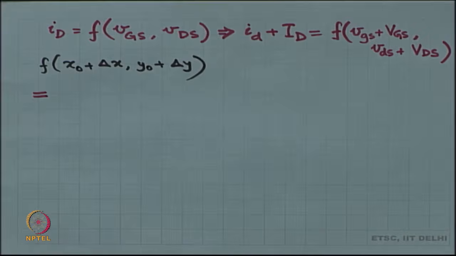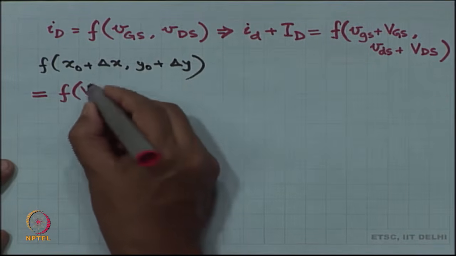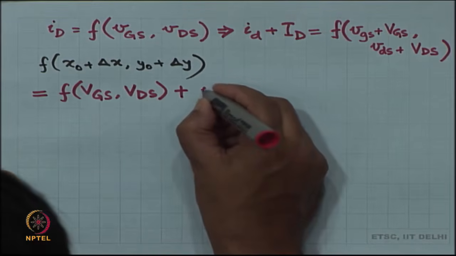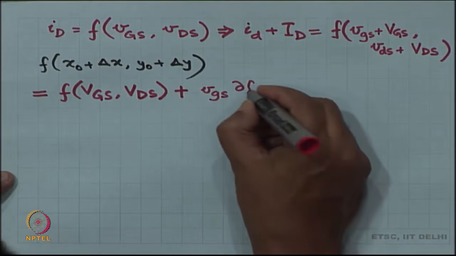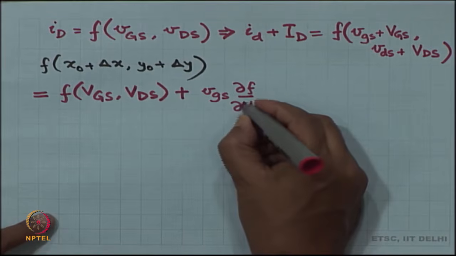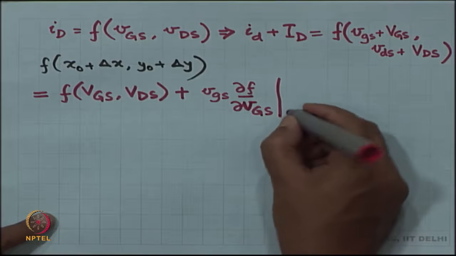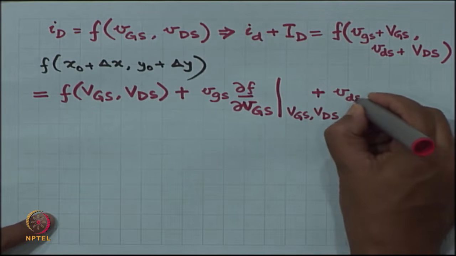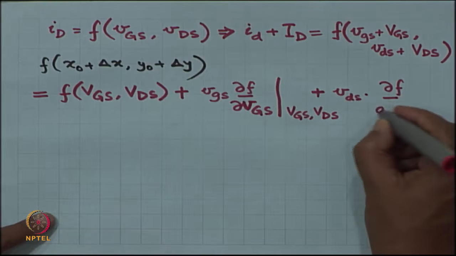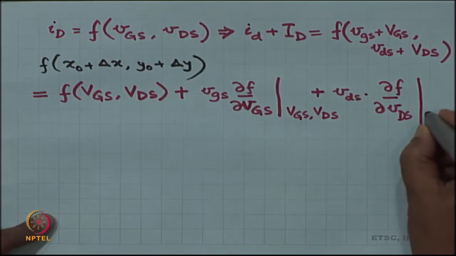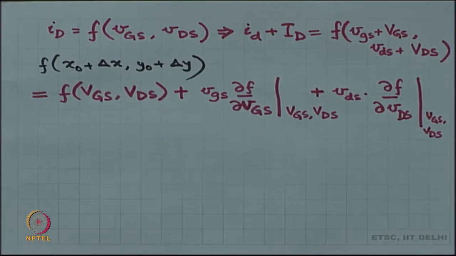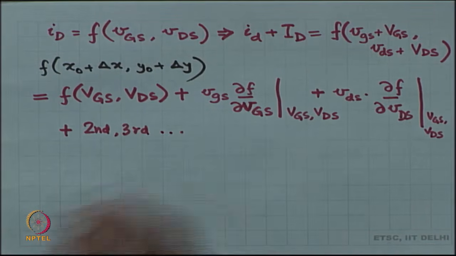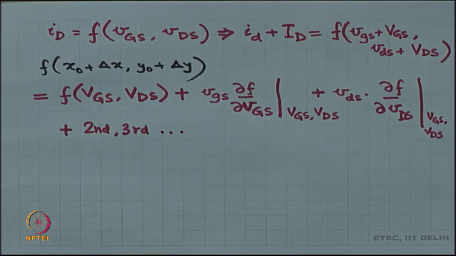So, this is equal to f of VGS comma VDS plus VGS times partial derivative of f with respect to VGS worked out at VGS comma VDS, plus VDS times partial derivative of f with respect to VDS worked out at VGS comma VDS, plus second order, third order, etcetera terms, infinite terms. That is the Taylor series.